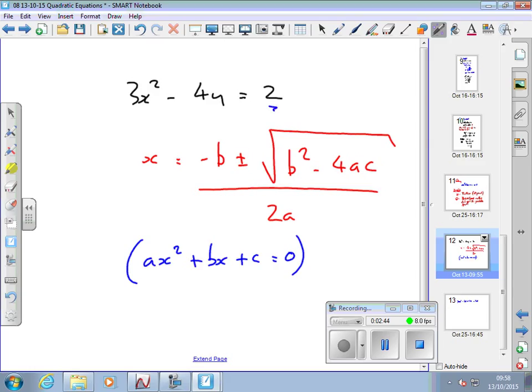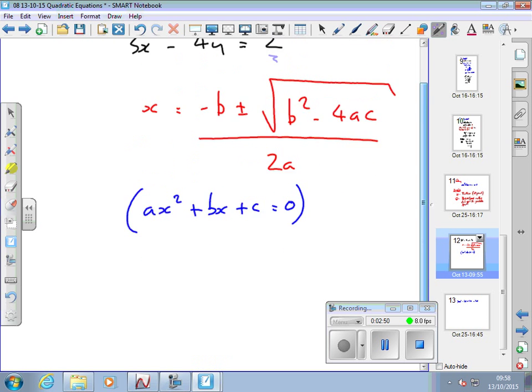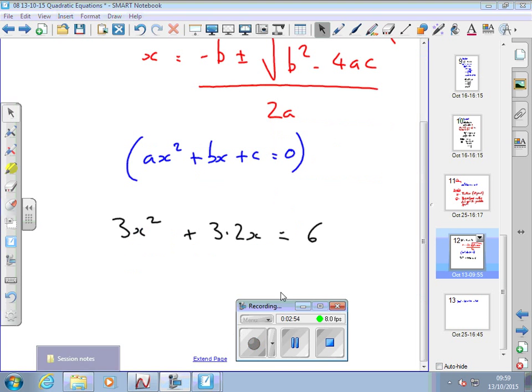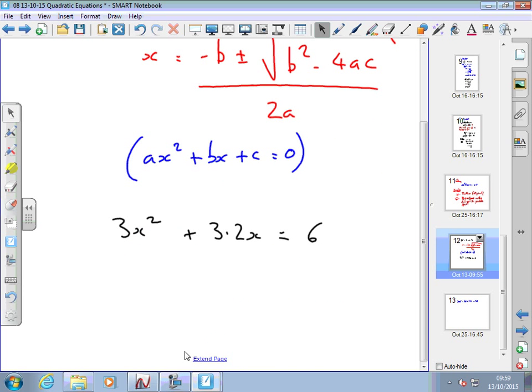The first thing then is to get rid of this 2 by subtracting 2 from both sides. Oh, sorry, it wasn't that top one. We rearranged that top one in terms of x, didn't we, to get this. So now we've got to get the 6 over to the left-hand side, so the right-hand side is 0. So subtracting 6, we get 3x squared plus 3.2x minus 6 equals 0.